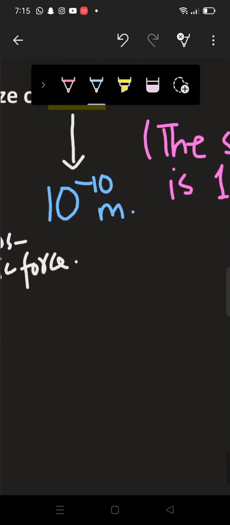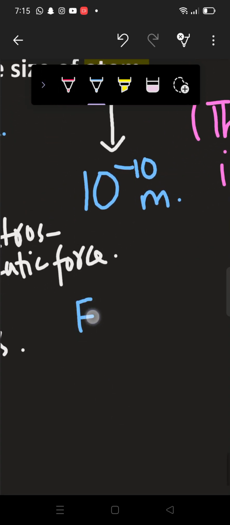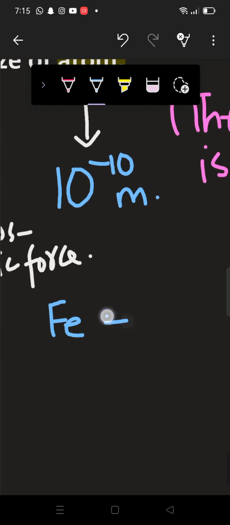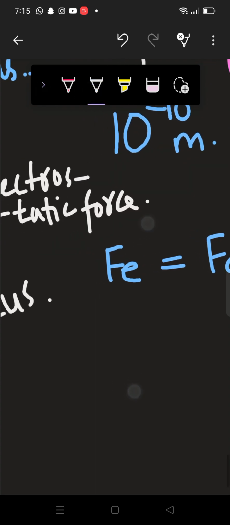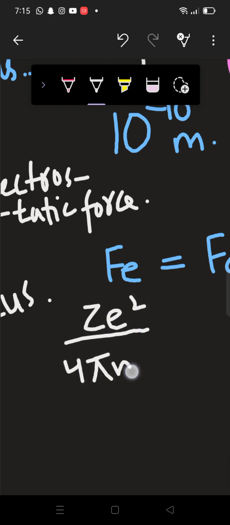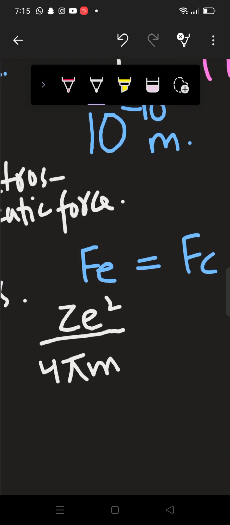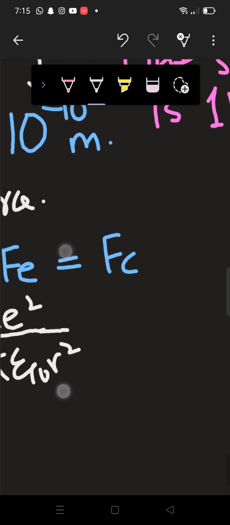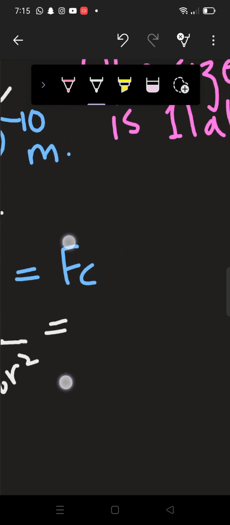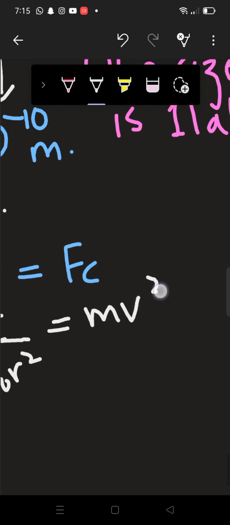So this electrostatic force is converted into Fc, and here I can tell you guys its equation as well. This is Ze square upon 4 pi epsilon naught r square, equal to the centripetal force, which is mv square by r, right?